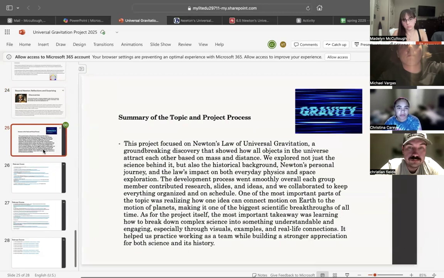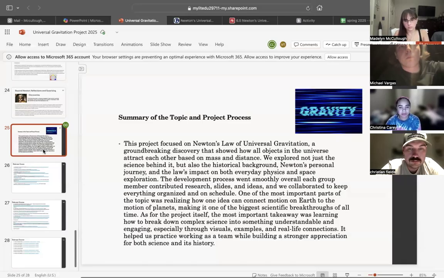6.3 Summary of topic and project process. This project focused on Newton's law of universal gravitation, a groundbreaking discovery that showed how all objects in the universe attract each other based on mass and distance. We explored not just the science behind it, but also the historical background, Newton's personal journey, and the law's impact on both everyday physics and space exploration.